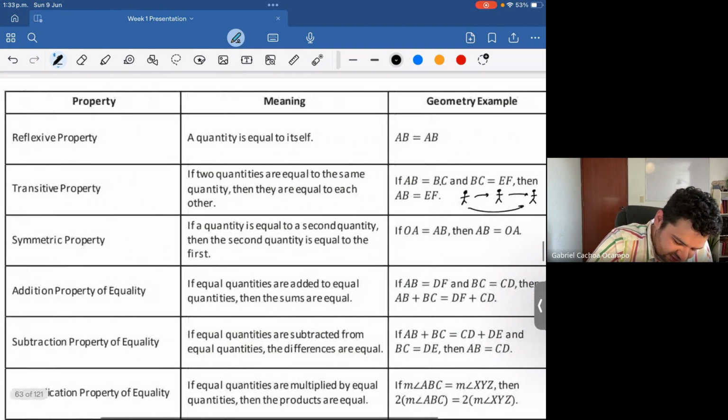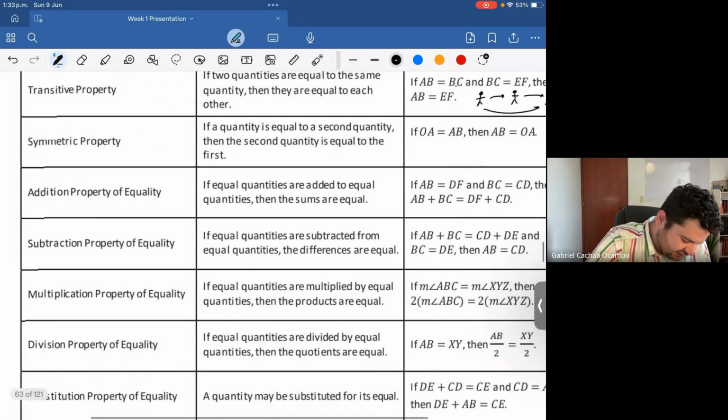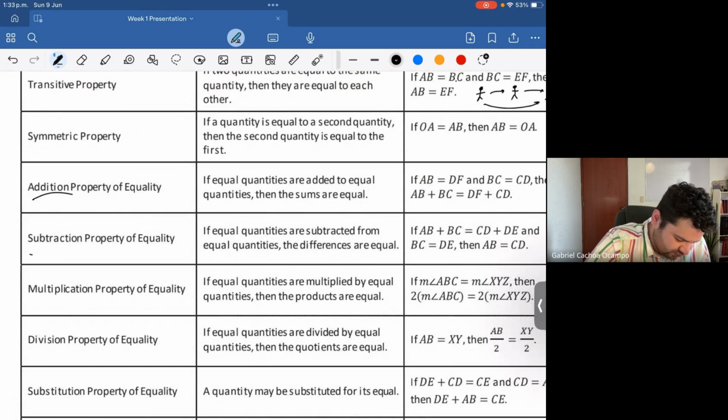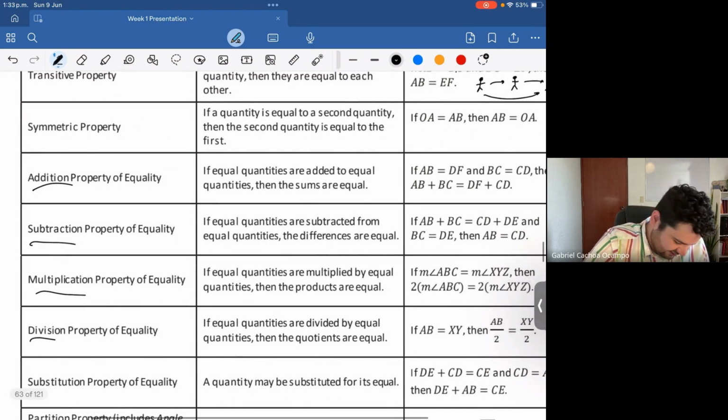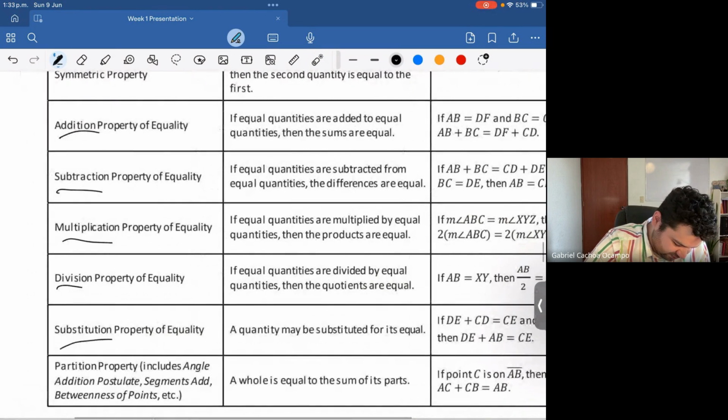Symmetric property: if A is equal to B, B is equal to A. Addition, whenever you're adding. Subtraction, whenever you're subtracting. Multiplication, whenever you're multiplying. Division, whenever you're dividing. Substitution, whenever you're plugging in.